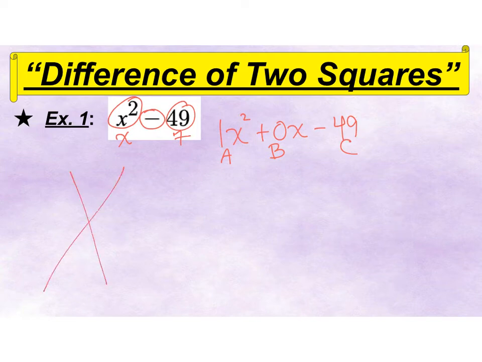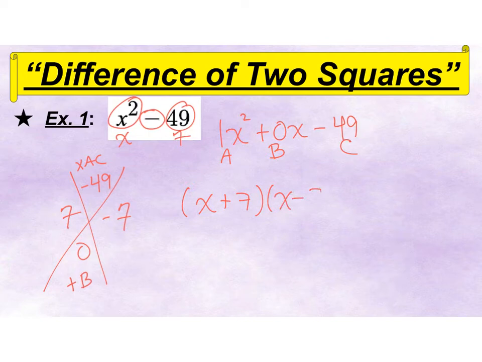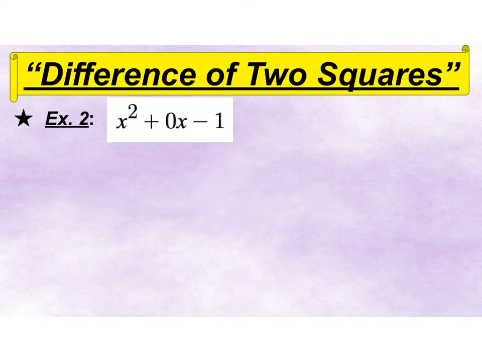If I do my x puzzle and what multiplies to a times c, I have what multiplies to negative 49 and adds to b will be a 0. That's interesting. Well, 49, we could get that from 7 and 7. If we make one of them negative, that will add to 0. So because a is 1, I can go right to my parentheses, and I have x plus 7, x minus 7, and it's factored.